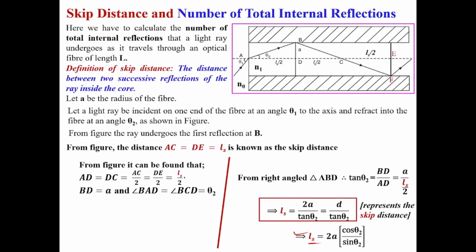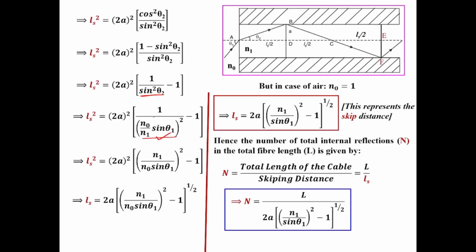Here, the same n0 by n1 into sin theta 1, whole square is there, whole square minus 1. That implies Ls square will be equal to, here n1 will be moved to the numerator, so we can write n1 by n0 sin theta 1 whole square minus 1. That implies Ls will be root over of the whole RHS part.